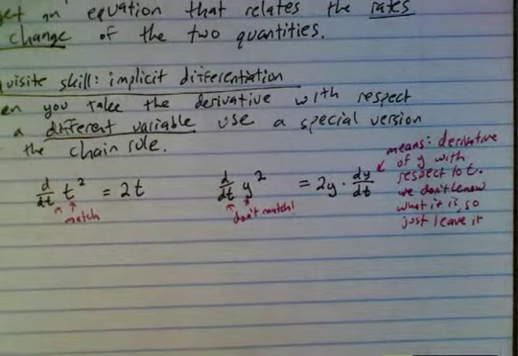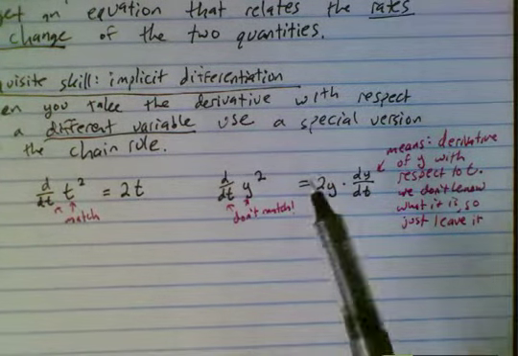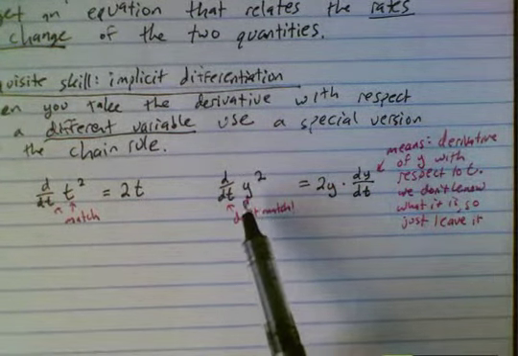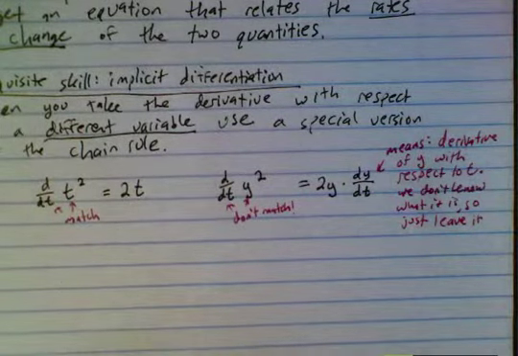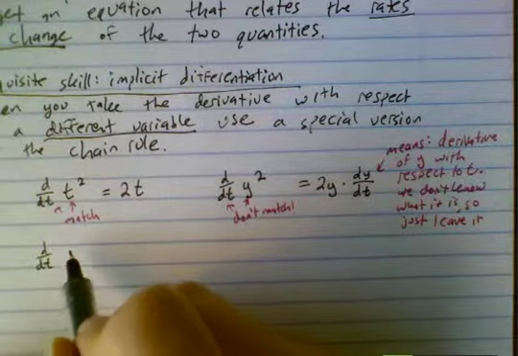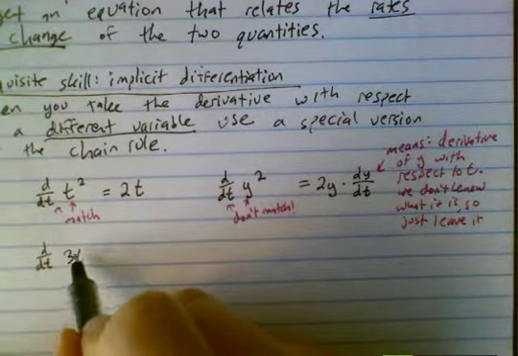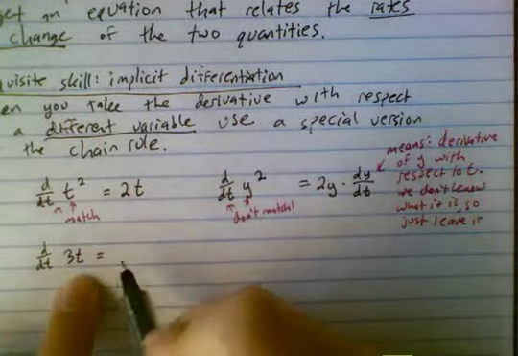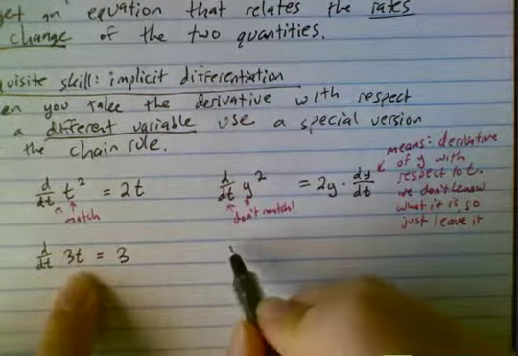That's all that implicit differentiation really is. It's an addition of the chain rule whenever you have variables that don't match. So let's do some other similar ones. We can do the derivative with respect to t of 3t. That's our standard rule. This is just 3.